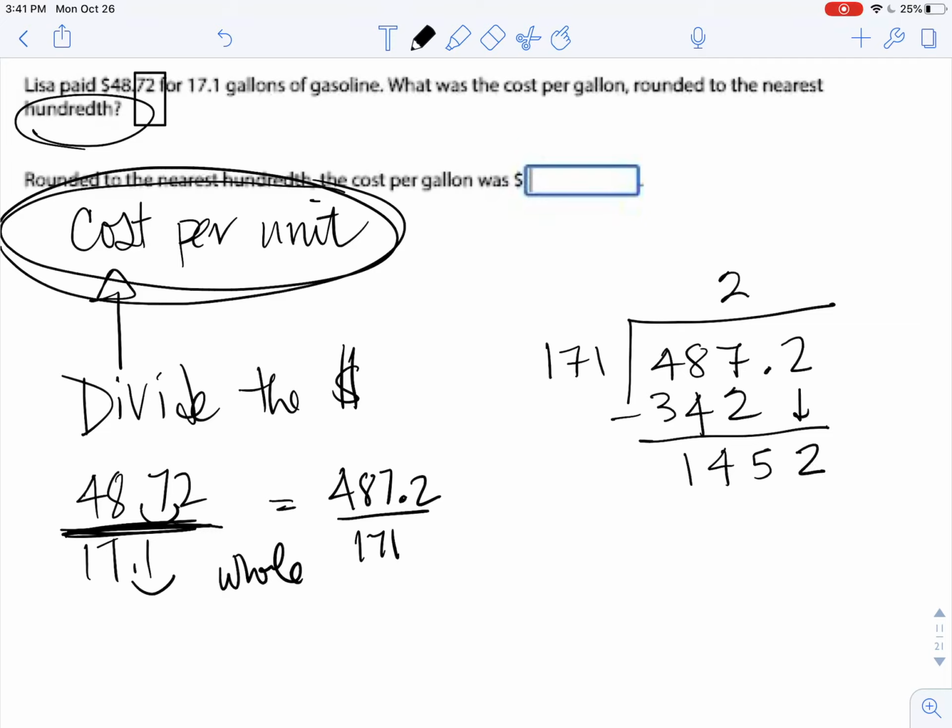Bring down the 2, 171 into 1452. Oh my goodness, we're going to bring up the decimal. So we're looking at $2 and something already. That's the start, and that makes sense. $2 and something. So if $2 times 17 is $34 plus some more change, that's probably correct. Okay, 171 goes into 145.